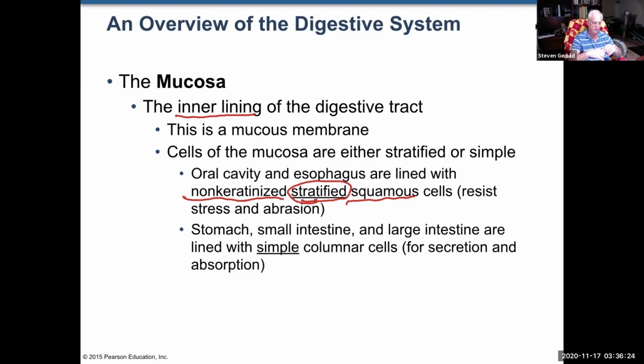Your stomach, small intestine, large intestine, they're simple columnar cells. Simple means one layer. That's because that's where all your absorption is. Most of your absorption occurs in the small intestine and some in the large intestine. So it's simple columnar epithelium. They can secrete enzymes, acids, and products into the intestines, and they can absorb through a single layer. So it's stratified in the oral cavity and esophagus, single layer in the small intestine, stomach, and large intestine because of secretion and absorption.